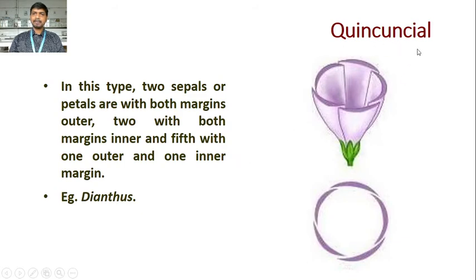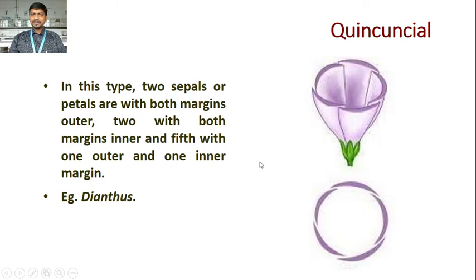Next is the quincunxial estivation. In this estivation, two sepals or petals have both margins outer, two have both margins inner, and the fifth has one outer and one inner margin. So now we understand the meaning of outer and inner margins. It is clear now.